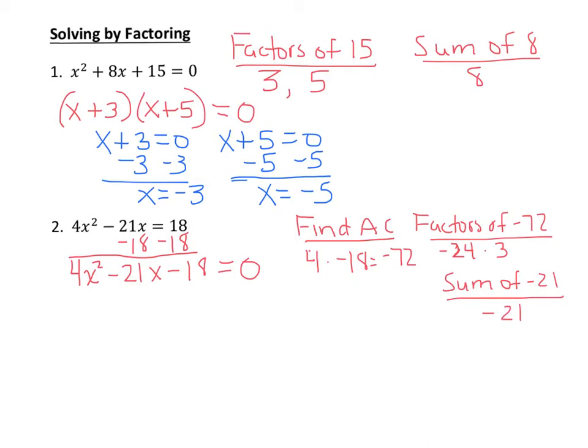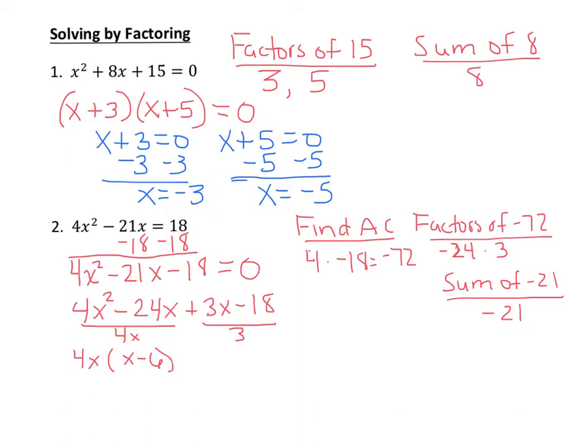So we're going to rewrite our b term in order to factor. So we have 4x squared minus 24x plus 3x minus 18. So on the left side, we have a 4x that we could divide by. On the right side, we have a 3 that we could divide by. So 4x gives us x minus 6. 3 is x minus 6. So our factored form is 4x plus 3 times x minus 6 equals 0.